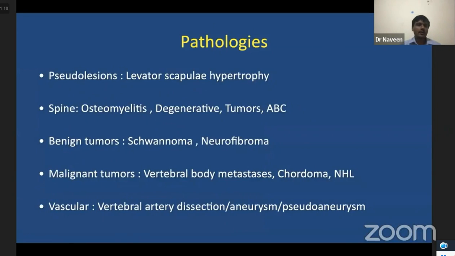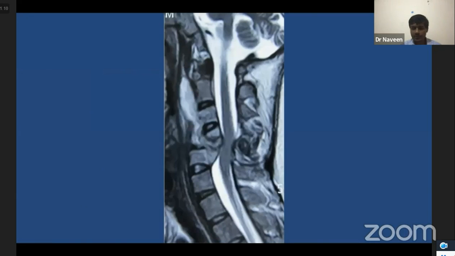The pathologies seen in perivertebral spaces are the pathologies of the spine, such as osteomyelitis, degenerative changes, tumors, metastasis, aneurysmal bone cysts, and pathologies of the nerves, such as schwannoma and neurofibroma, and various malignant lesions, such as vertebral body mets and chordoma, and lesions from the vessels, such as vertebral artery dissection or vertebral artery pseudoaneurysm. These are the common pathologies seen in perivertebral space.